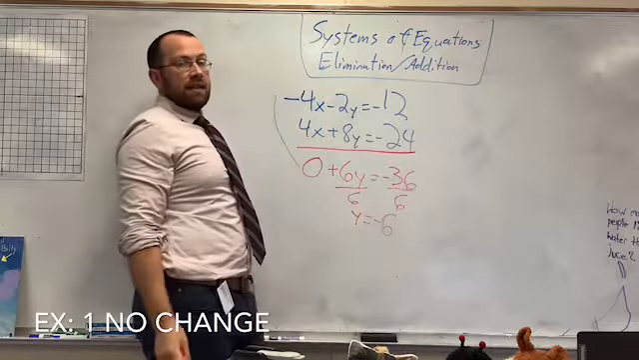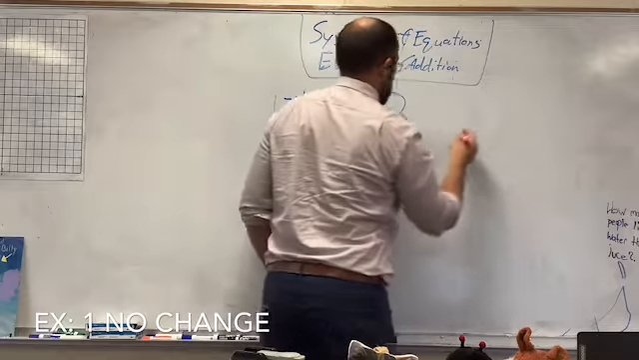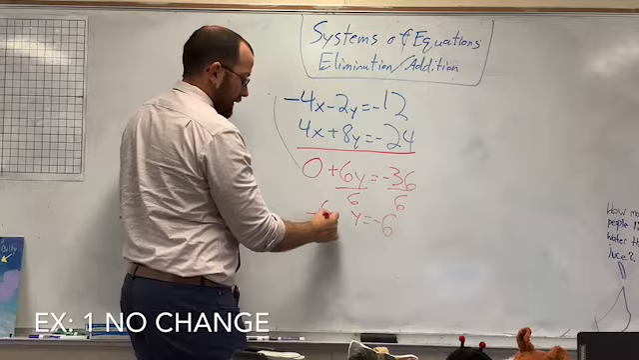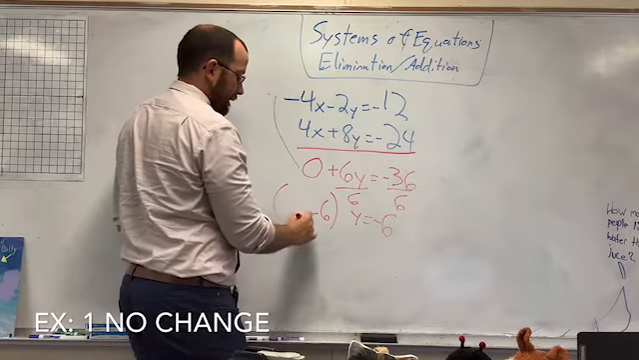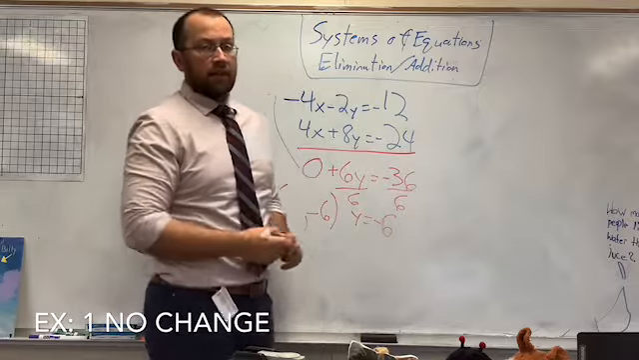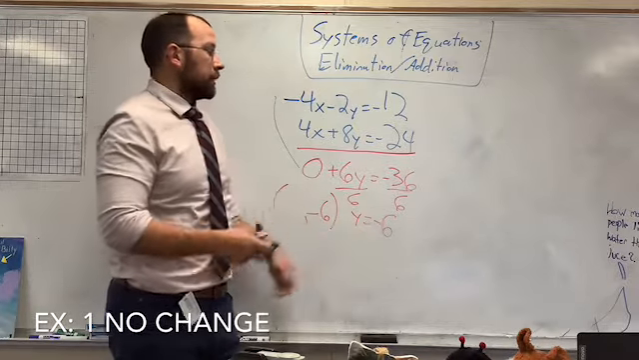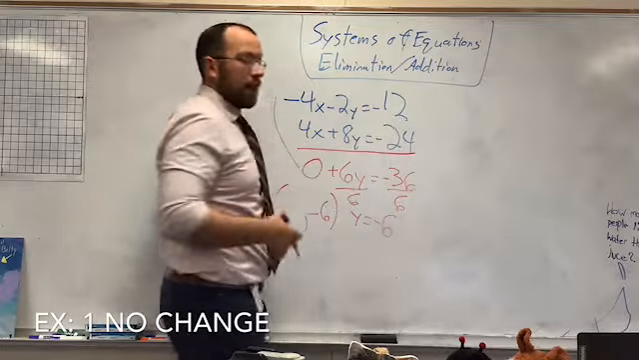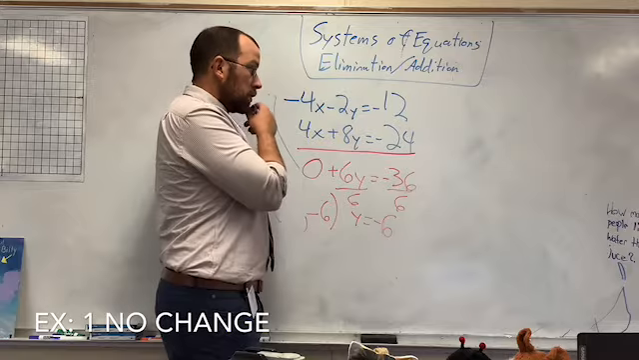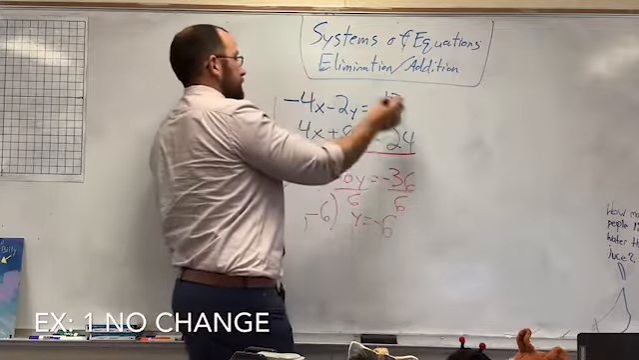So our answer is negative 6 for our y. I'll put our answer right there. But now we still have to find the x. To find the x, we take the y and we plug it back in. Doesn't matter top or bottom, whichever one you want to plug it into. I'm going to plug it into the top one.